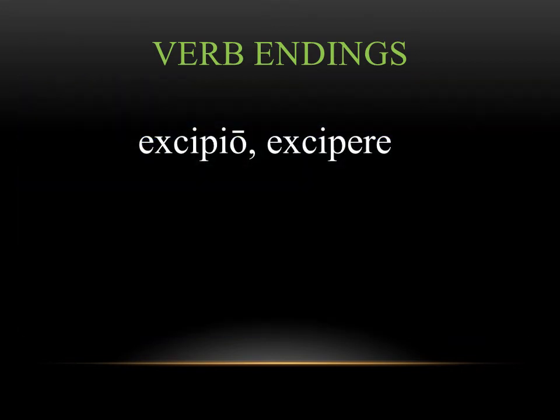So let's take an example, excipio, excipere. The first thing we notice is that the infinitive ends in a short ERE. This is telling us it's a third conjugation verb. So the next question is, is it an IO verb? And the answer here is yes. We can tell because the first principal part ends in IO, excipio. Now we know what endings we need. It's a third conjugation IO verb.